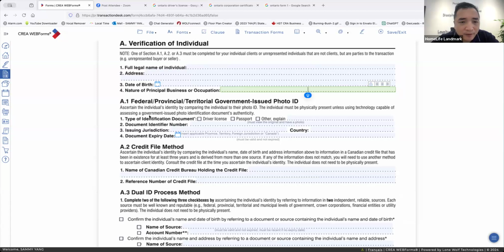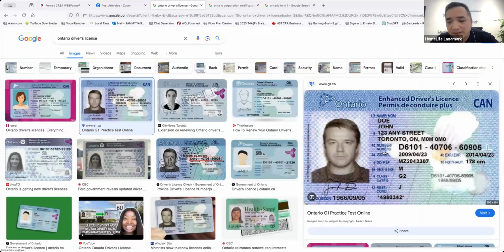A1 is called the federal, provincial, territory government issued ID, photo ID. For most of the cases, we use a driver's license. Here is the driver's license sample. If you ask a buyer to provide their driver's license, this is a sample. We see the buyer's last name and first name, their address, driver's license number, date of birth, expiry date.